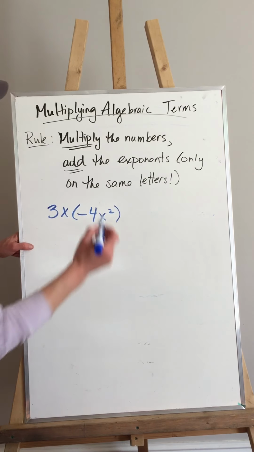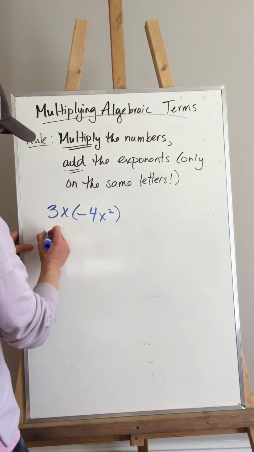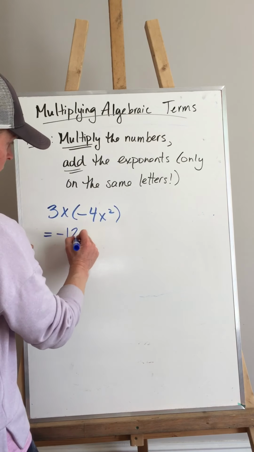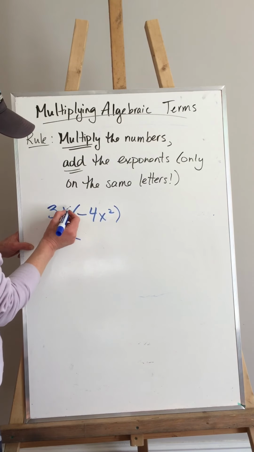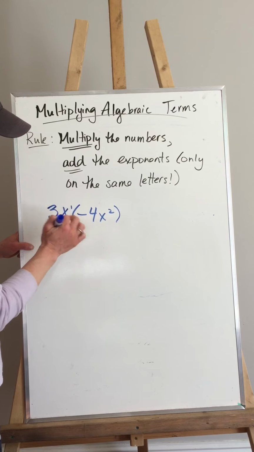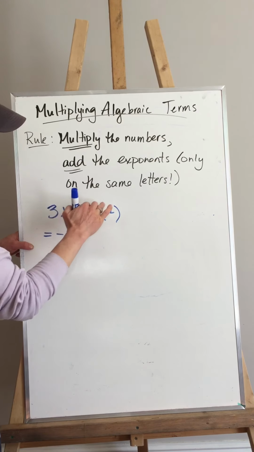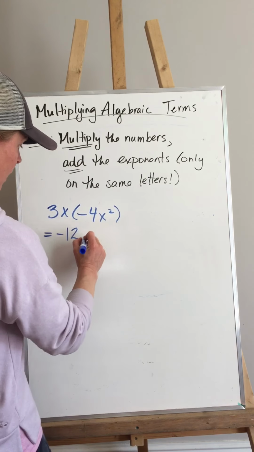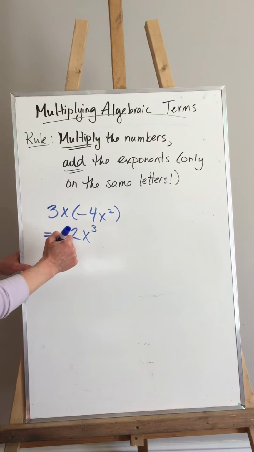So these are being multiplied. So the rule above is you're going to multiply the numbers. So that's 3 times negative 4, that's negative 12. And then we add the exponents on the variables. Remember, this has an exponent of 1. We don't write it, but it has an exponent of 1. Okay, so that'd be 1 plus 2, that's x to the power of 3, x cubed. Okay, so that's your answer for that one.